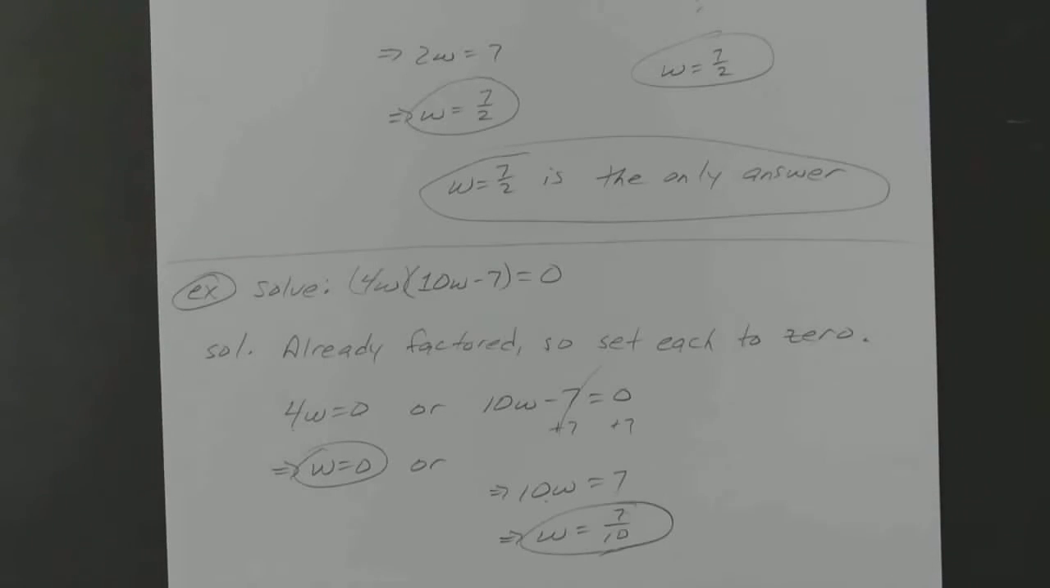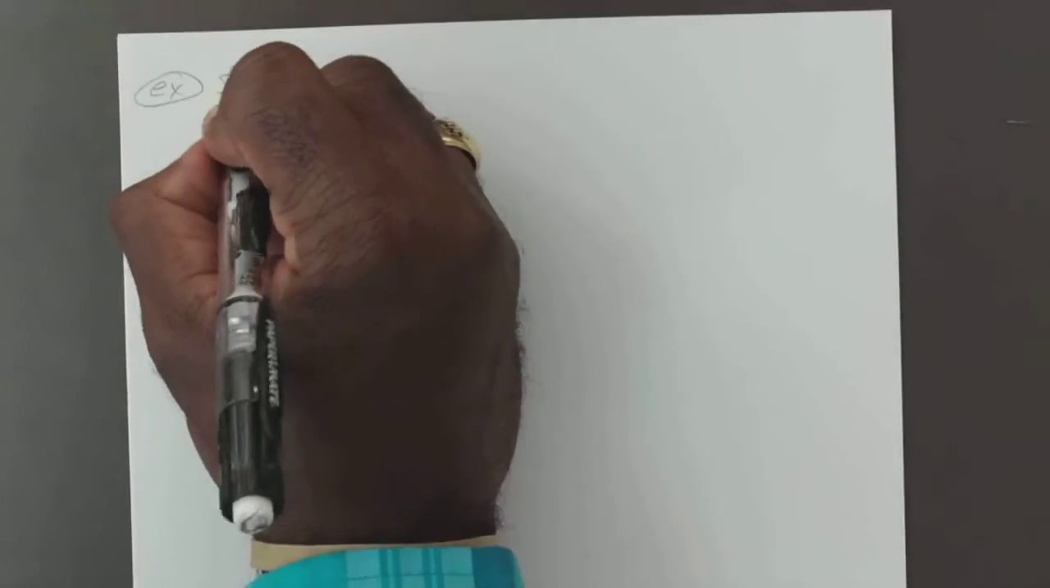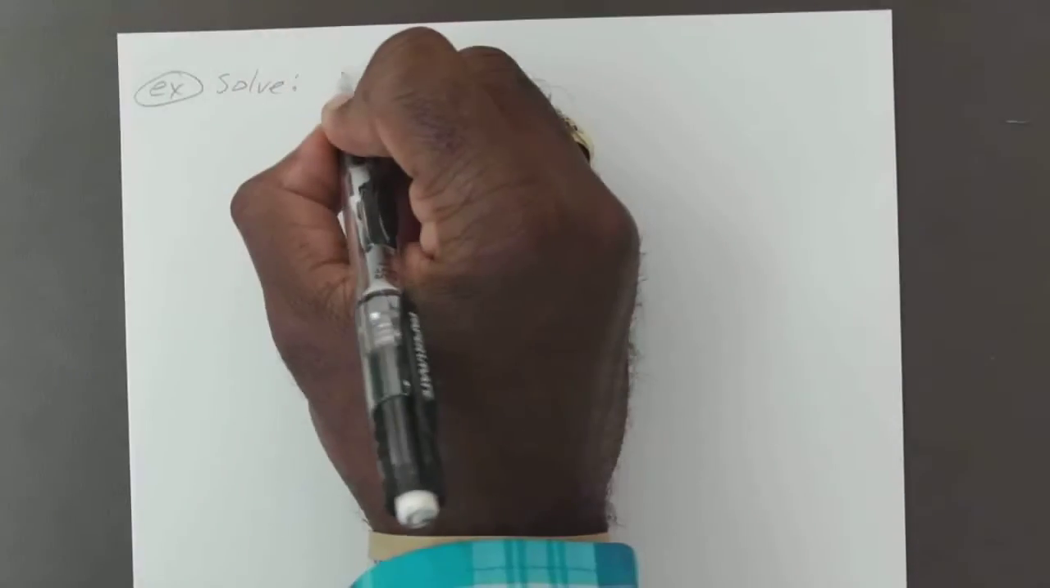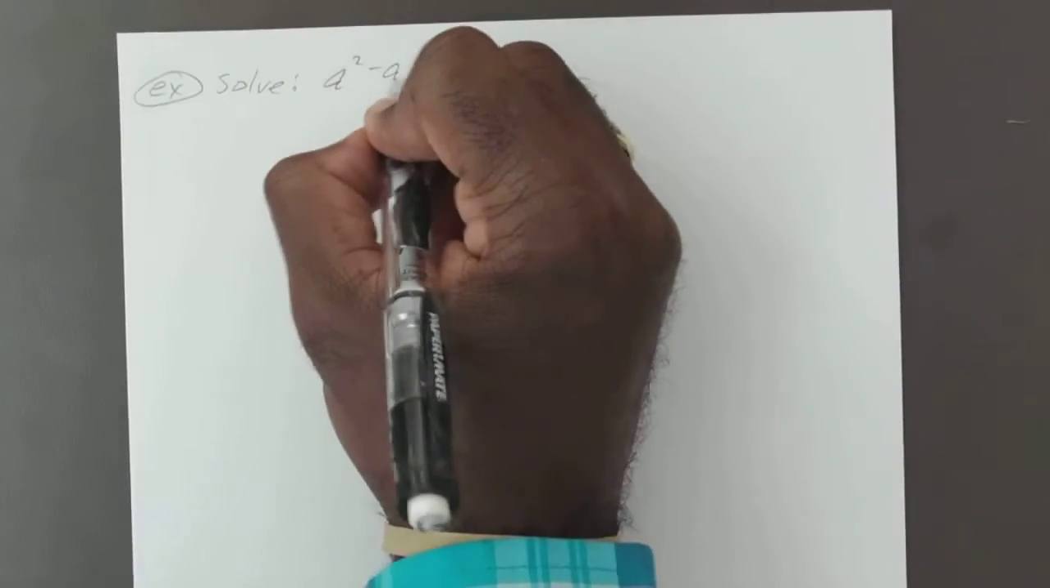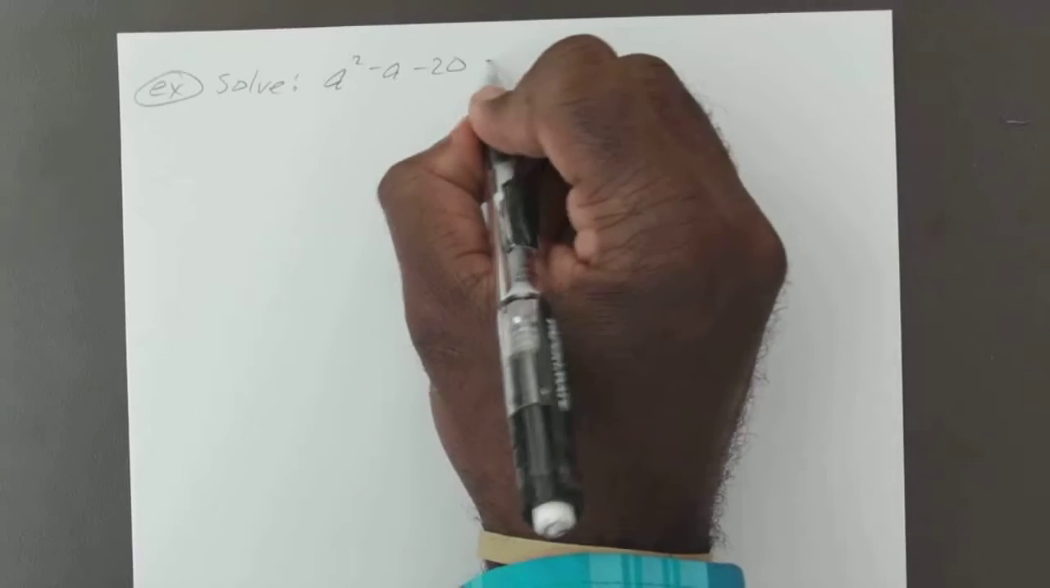Okay, so now we're going to step into when they're not already factored for us, which is when we have to go back to all of the factoring rules that we had before. So anyone's still writing? All right, looks like everyone's done. Okay, so let's say, for example, if you want to solve a squared minus a minus 20 equals 0.